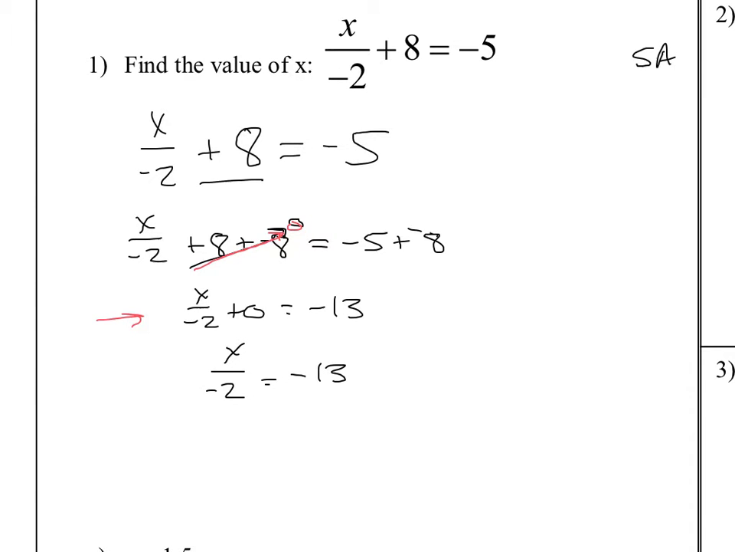So we know that what we're trying to do here is get x alone, so we need a multiplicative inverse. Well, the multiplicative inverse of dividing by negative 2 is to multiply by negative 2. And again, we know that works out that way because this is like giving me negative 2 over negative 2 times x, which is really just 1x, is equal to negative 13 times negative 2.